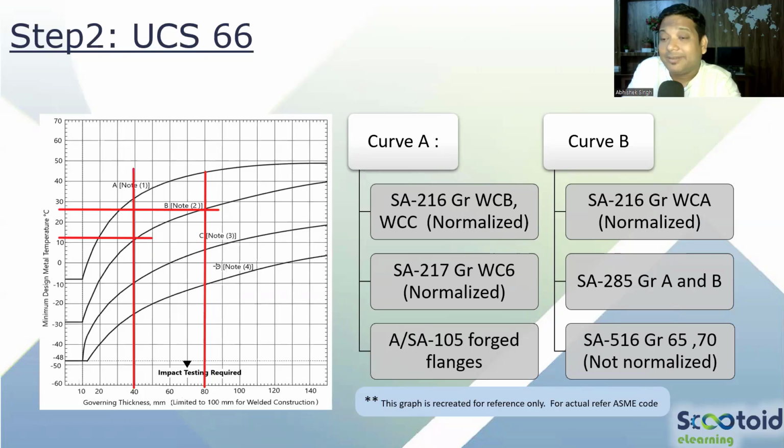But it is giving a very clear indication that by increasing the thickness, MDMT increases. By increasing the thickness, MDMT increases. So can I say it's inverse or directly proportional?